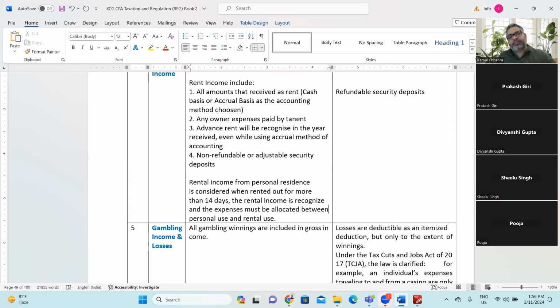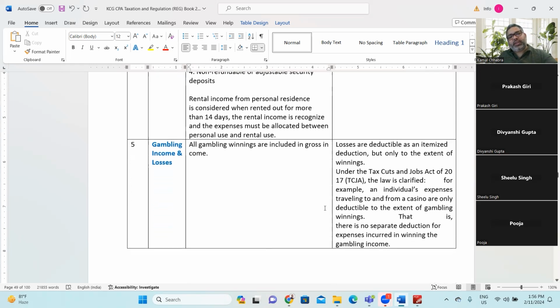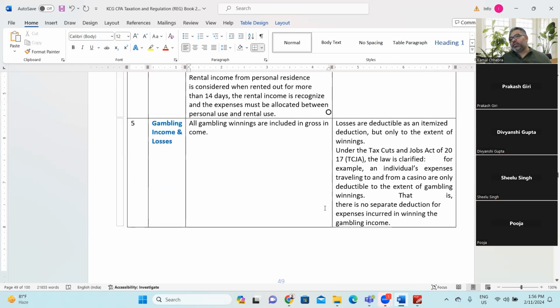Okay. Next one is gambling income and losses. Any idea what gambling is all about? Windfall gain. Any other?